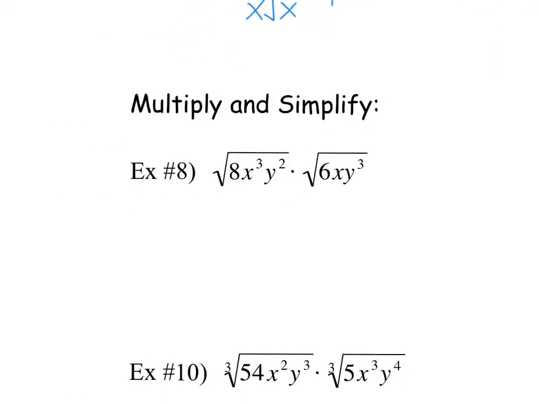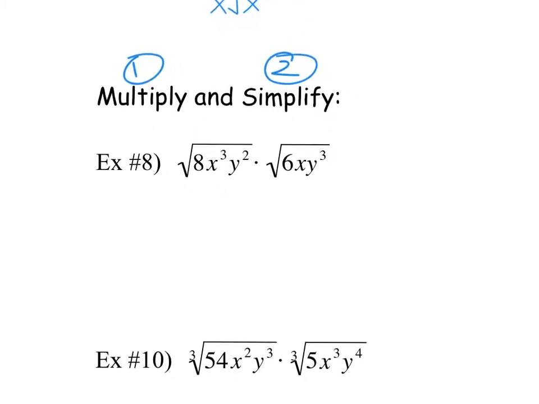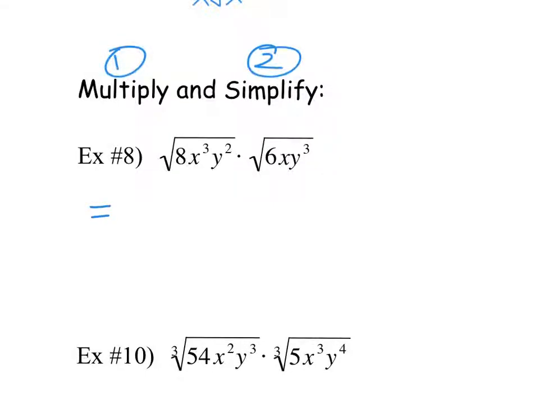Okay, number 8. Now we're going to combine them together. We're going to multiply, and it's in that order. 1, multiply. 2, then simplify. Okay? So here we go. Are you ready? Let's multiply first. Multiply these. They're both square roots, so you're allowed to multiply. So what's 6 times 8? Do you know that one?